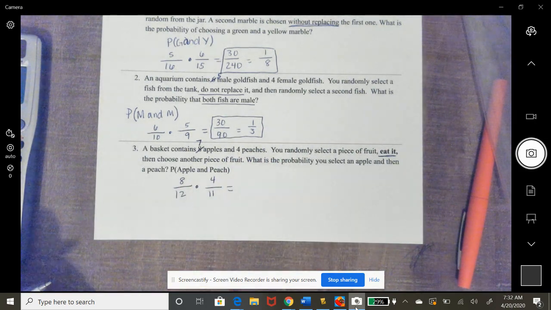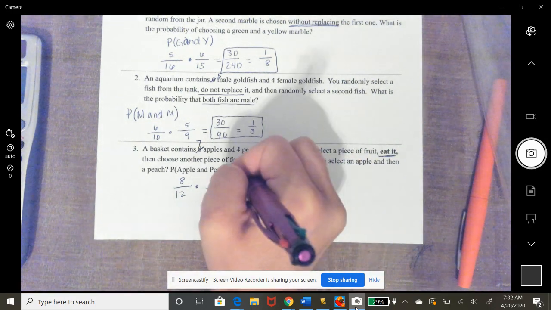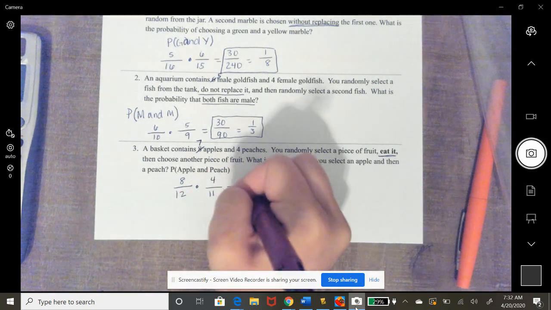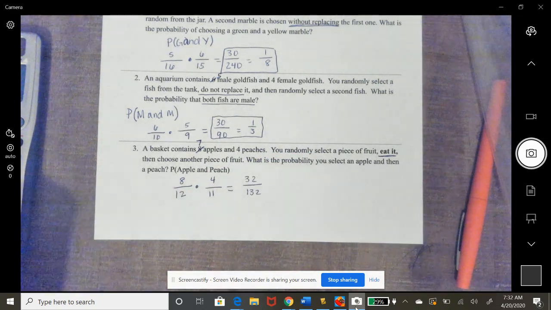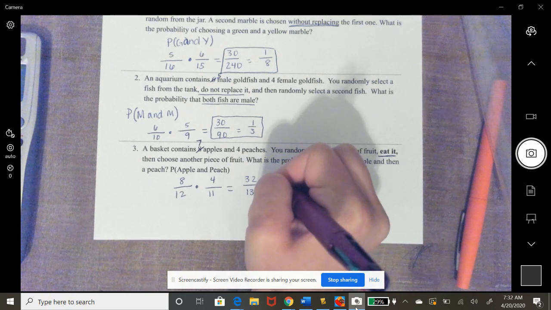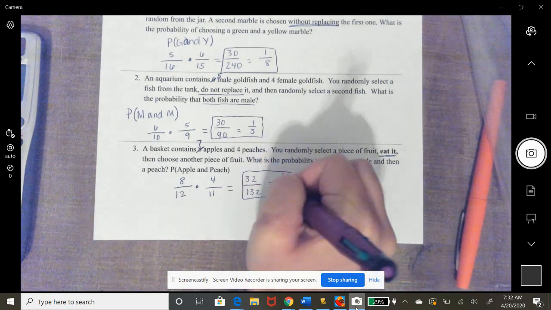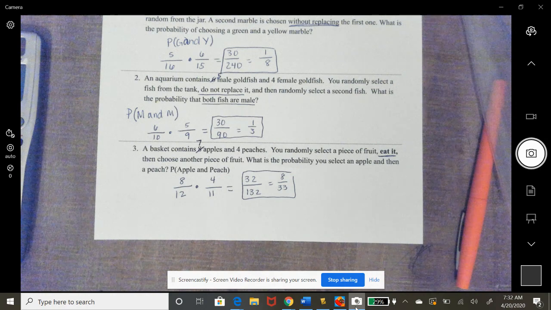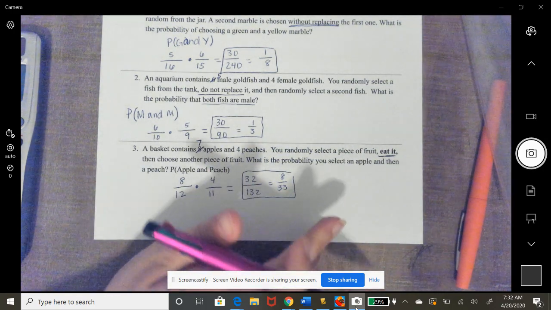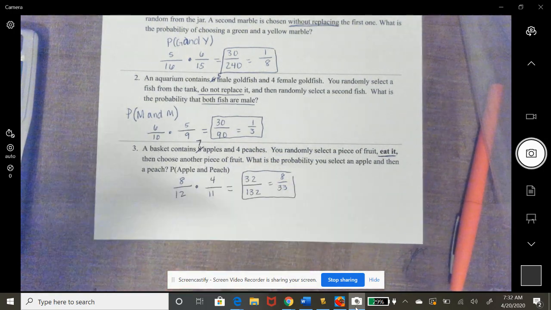So 8 times 4 is 32. And 12 times 11 is 132. If you want to reduce that, 32 over 132 is 8 over 33. Just make sure that you account for what happened on the first draw. If you need to, write them down and do what I did and cross out, so you can make sure you get the right total. So those are the word problems. That's what most of your practice is going to be on.